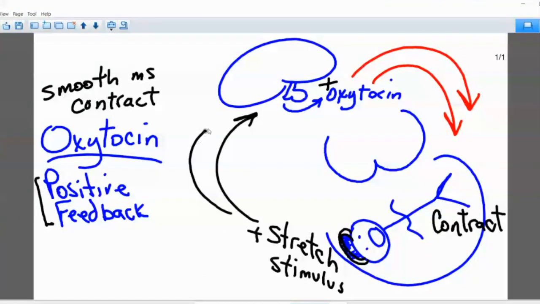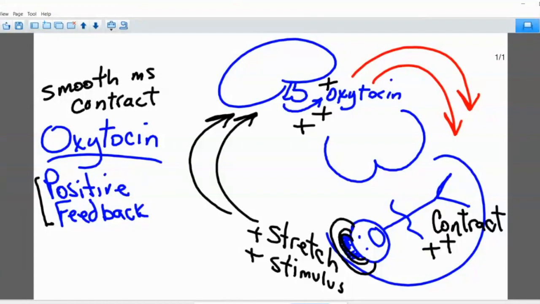And more stretching means more signals to the brain, and that means more oxytocin, and that means more contractions, which mean more stretching, more oxytocin, and even more what? Contractions. You see how that's going the same way? It's like a loop. It keeps going. And this keeps going until you remove the initial stimulus.